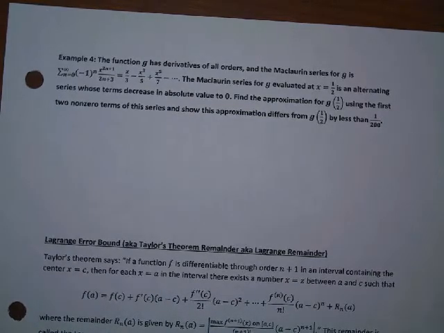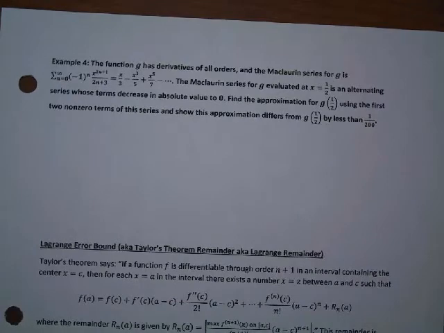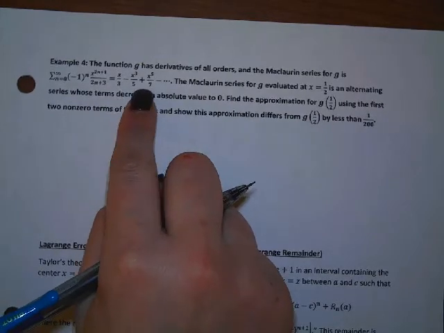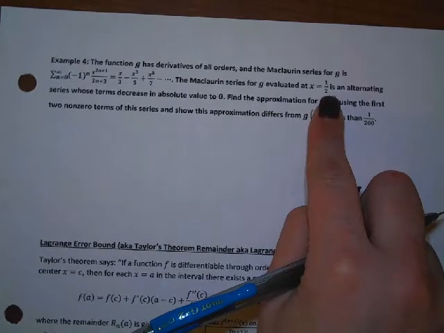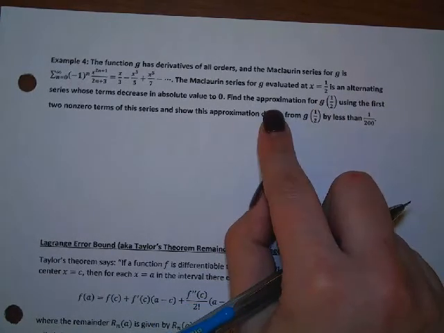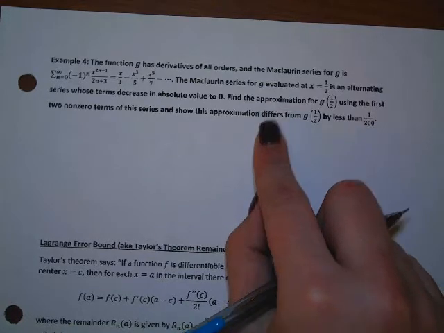Okay, so it says we have a function g with derivatives of all orders. The Maclaurin series for g is this part right here, and we're evaluating it at 1/2. It's an alternating series whose terms decrease in absolute value to 0. So we're going to find the approximation using the first two non-zero terms of the series.